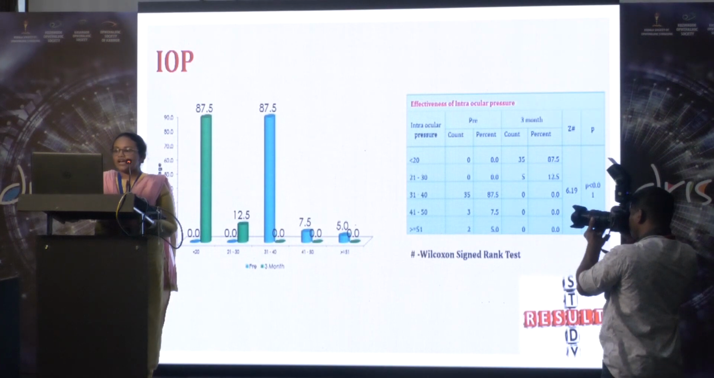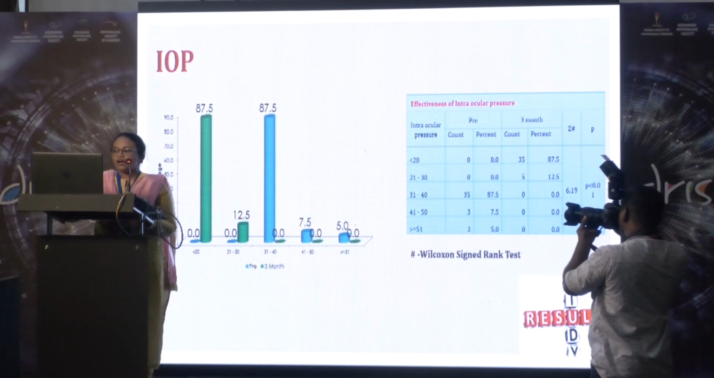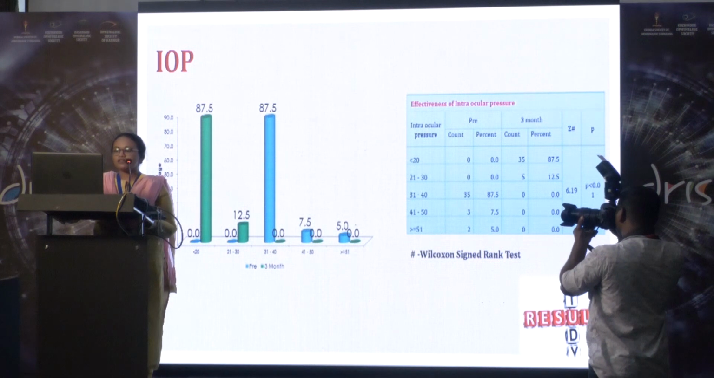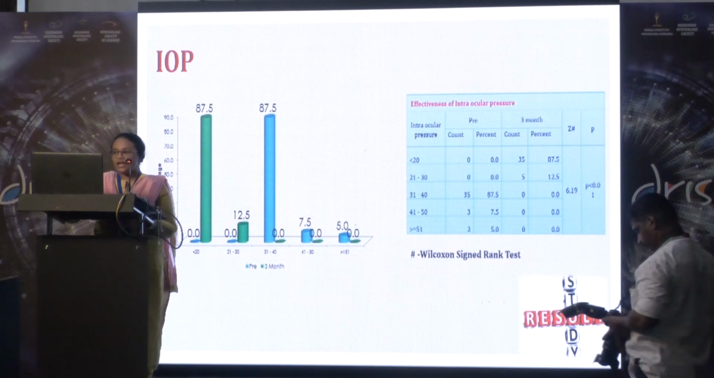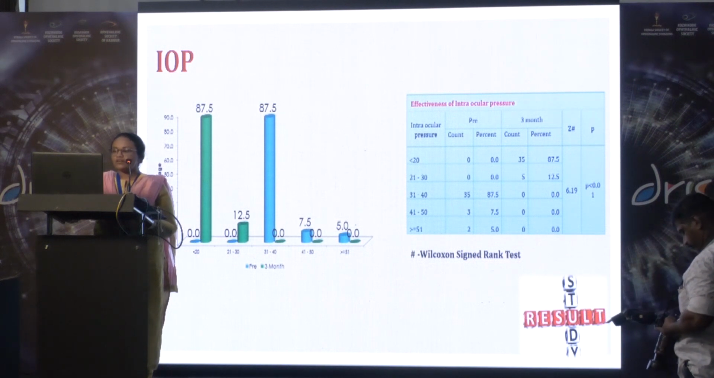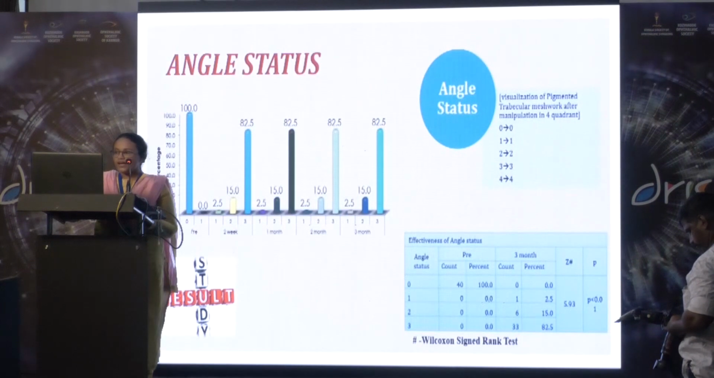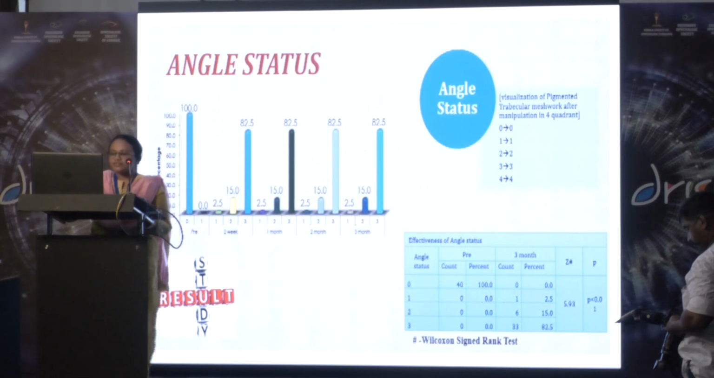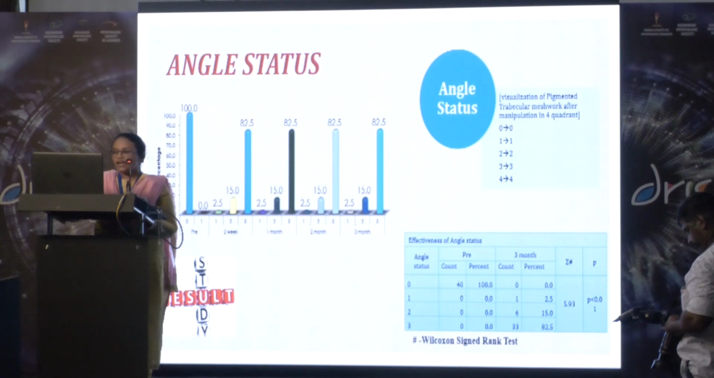And the effectiveness in intraocular pressure: before the treatment, 87.5% of the patients had IOP between 31 to 40, and after a 3 month period, about 87% had an IOP less than 20. It was clinically significant. Angle status of the patient: before the treatment, all 100% of the patients had a closed angle, and at the 3 month period, about 82.5% of the patients had an angle opened in 3 quadrants.